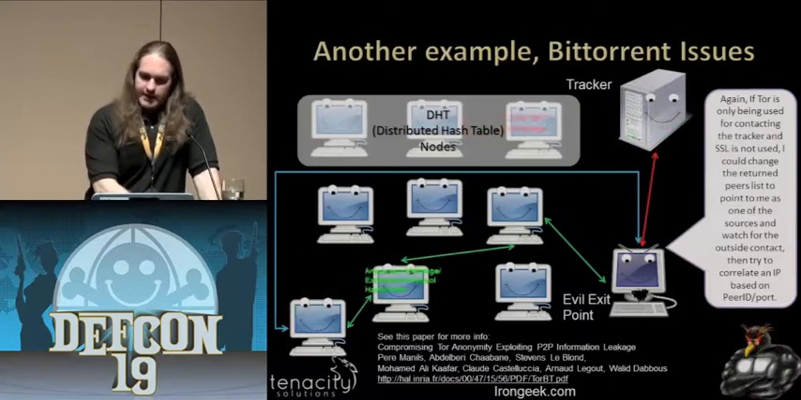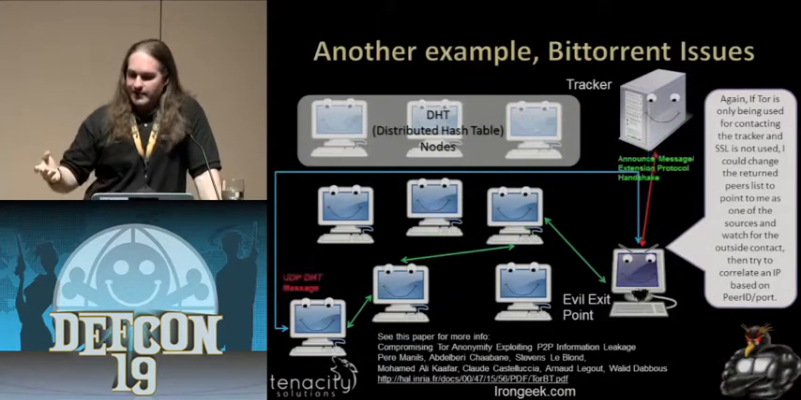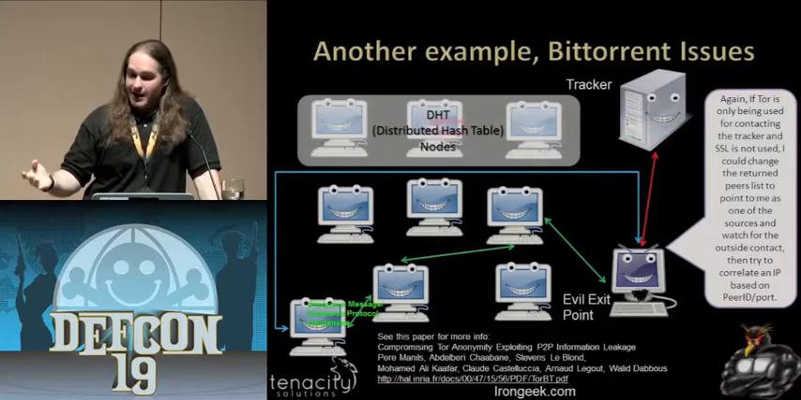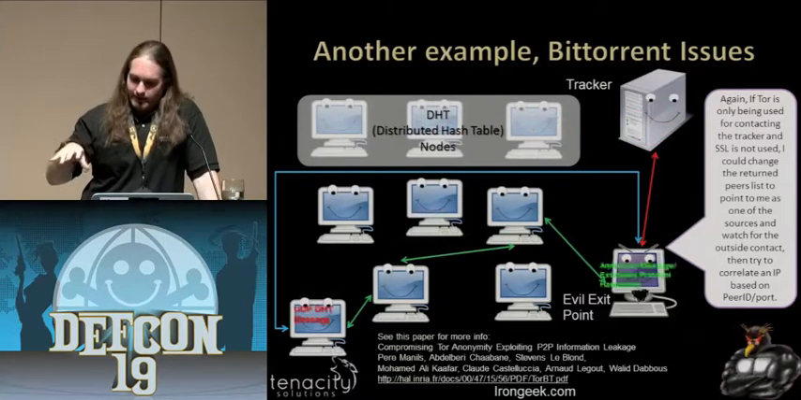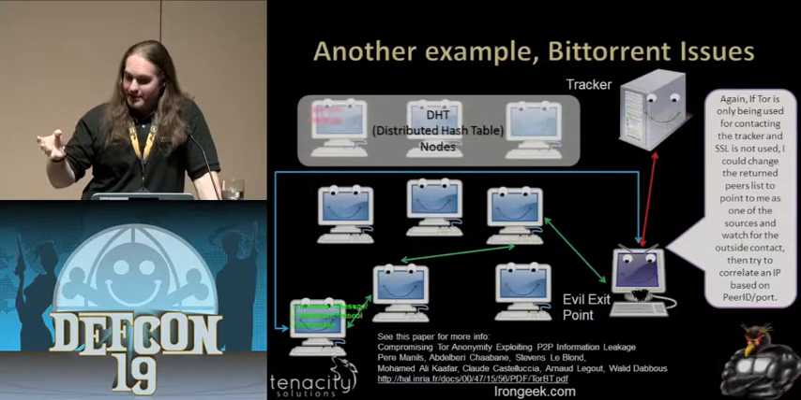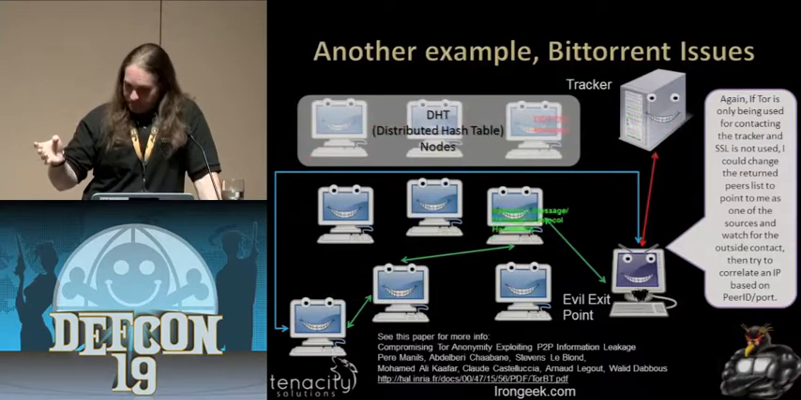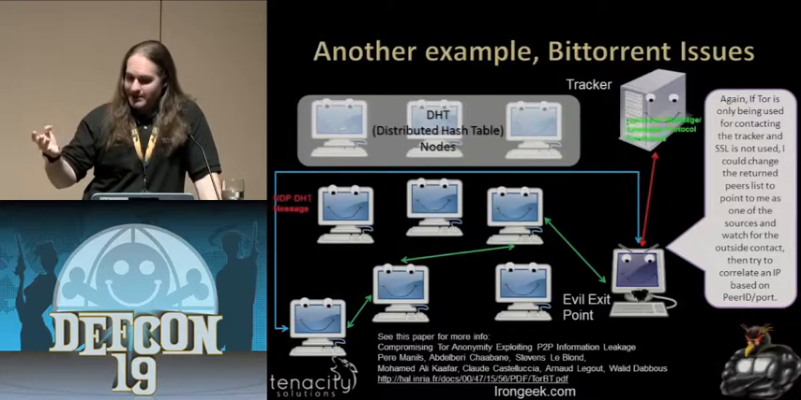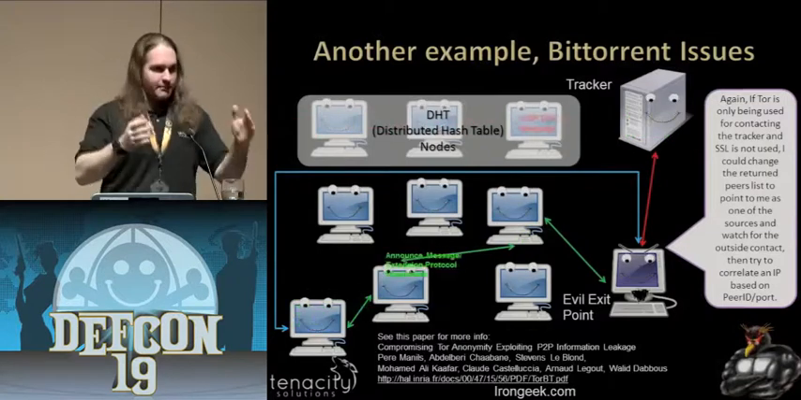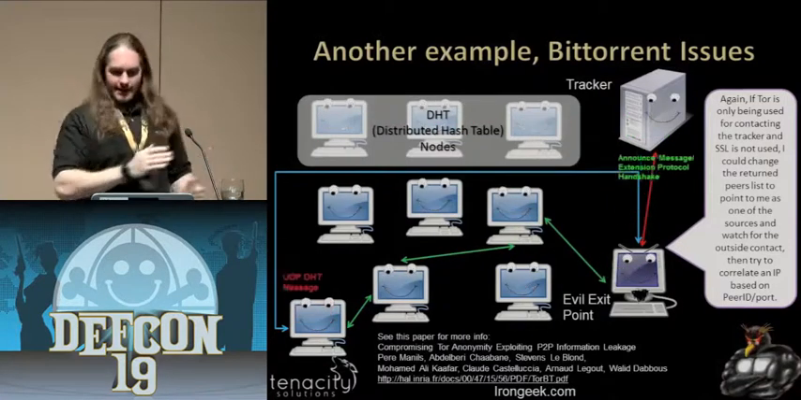Another thing is, again, if Tor is only being used for contacting the tracker and SSL is not used, I could sit there as the exit point and change the return peer list to point to me as one of the sources, and watch for the outside contact, then try to correlate an IP based on the peer ID and the port.